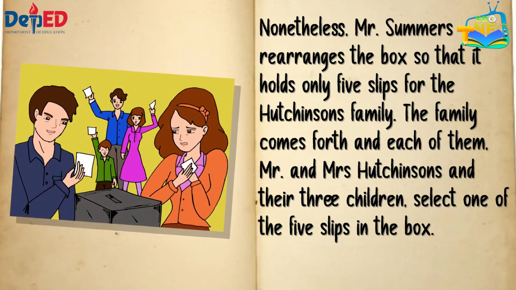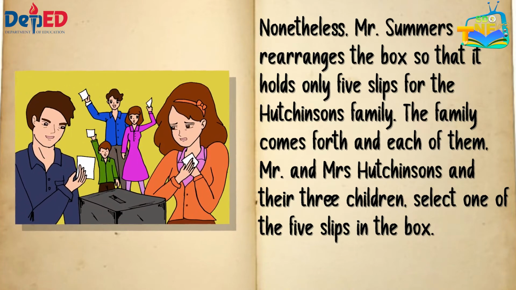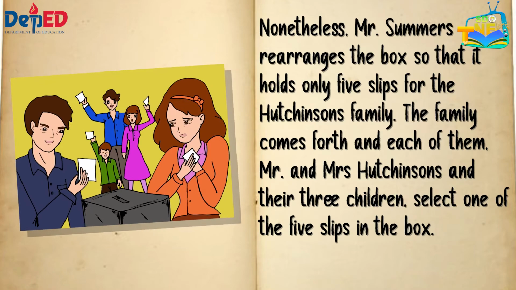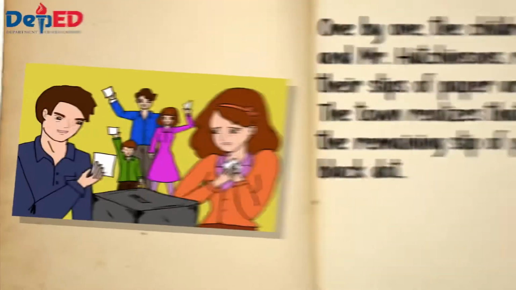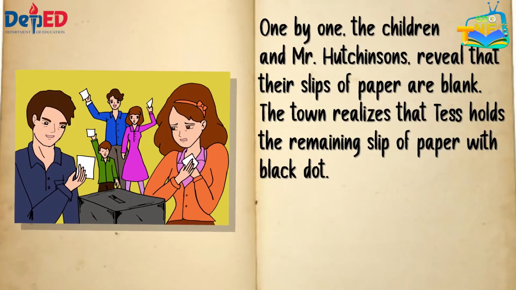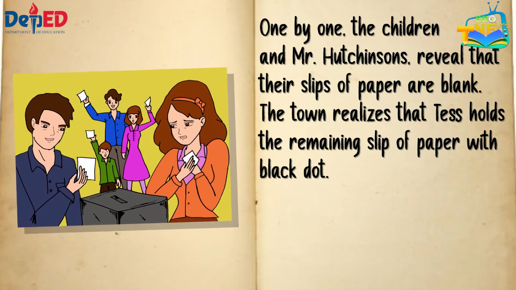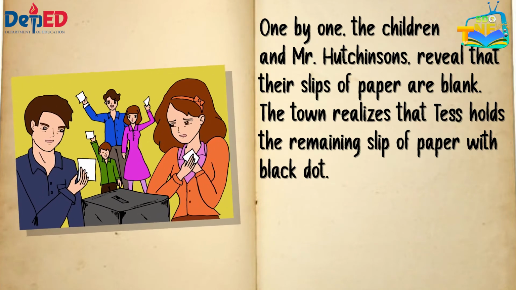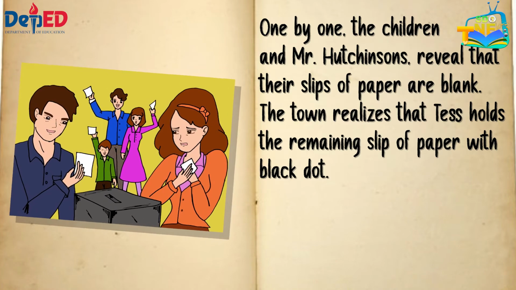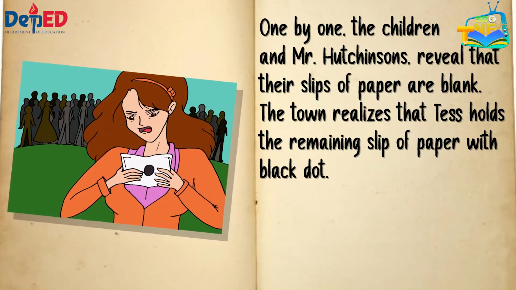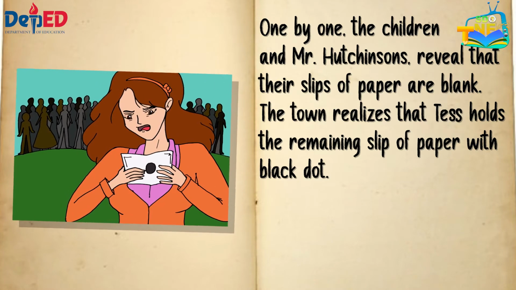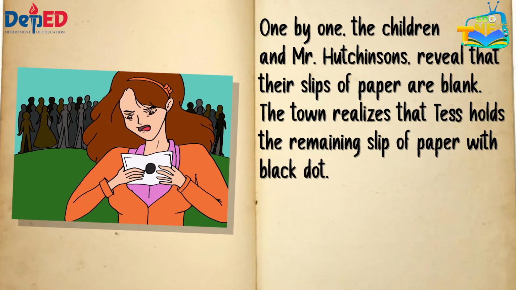The family comes forth and each of them, Mr. and Mrs. Hutchinson and their 3 children, selects one of the 5 slips in the box. One by one, the children and Mr. Hutchinson reveal that their slips of paper are blank. The town realizes that Tess holds the remaining slip of paper with a black dot.